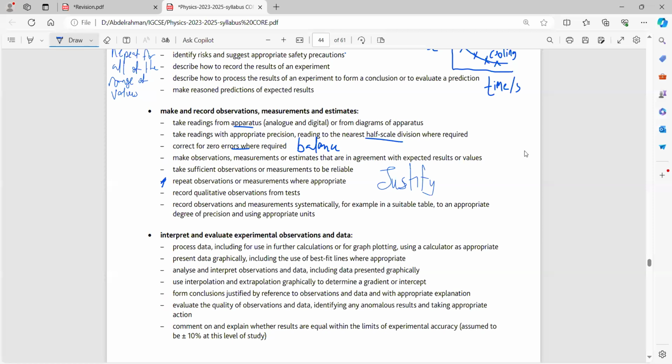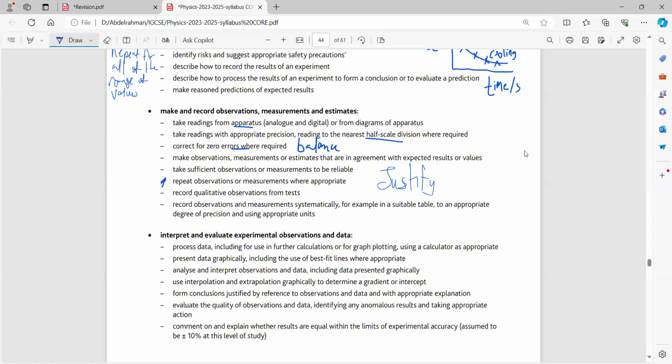For example, in the first 90 seconds, it decreased a certain amount. In the final 90 seconds, it decreased another amount. So that's why the rate of cooling has decreased. Initially, it decreased, let's say, 15 degrees Celsius. In the last 90 seconds, it only decreased 3 degrees Celsius. That's why the rate of cooling has definitely decreased.